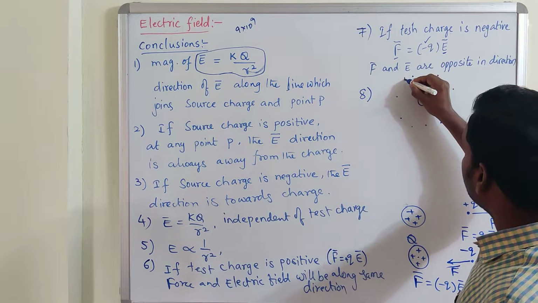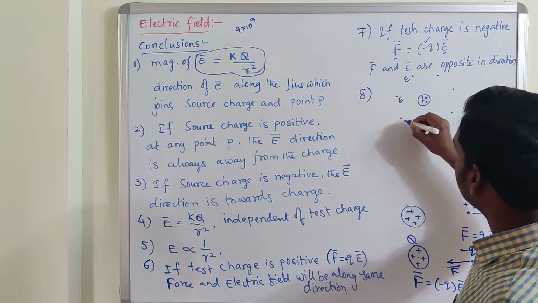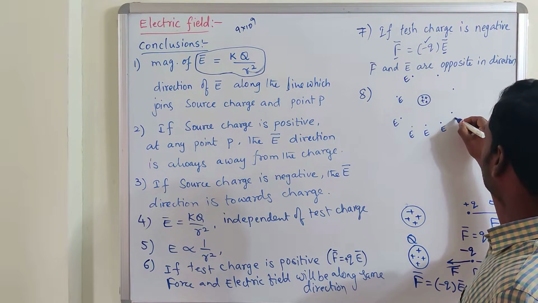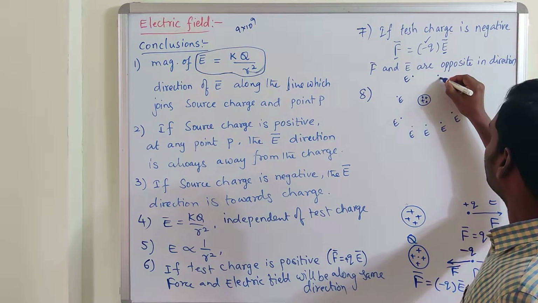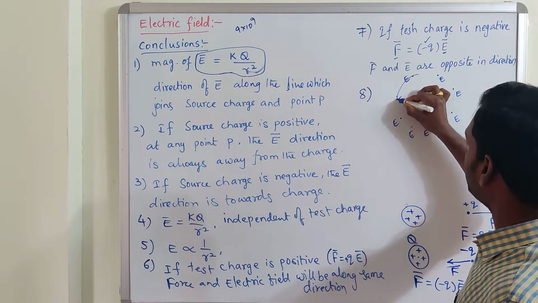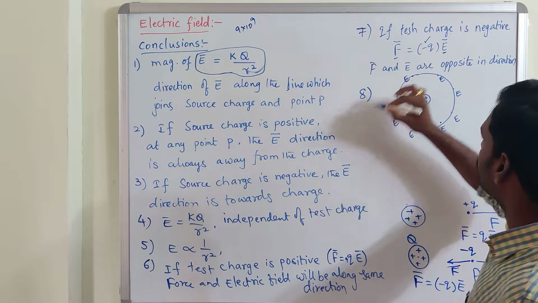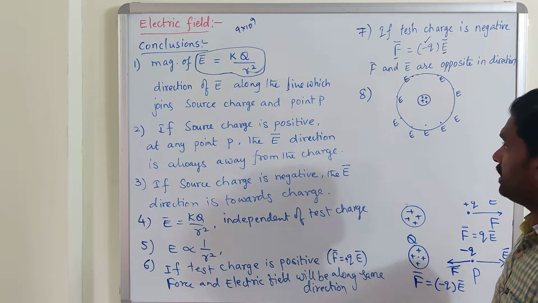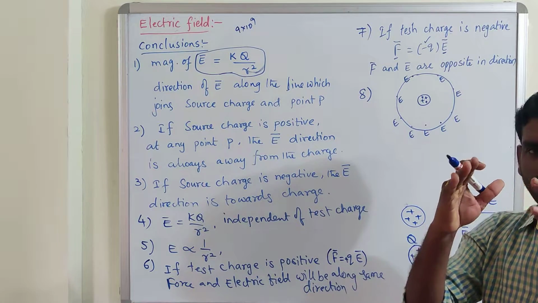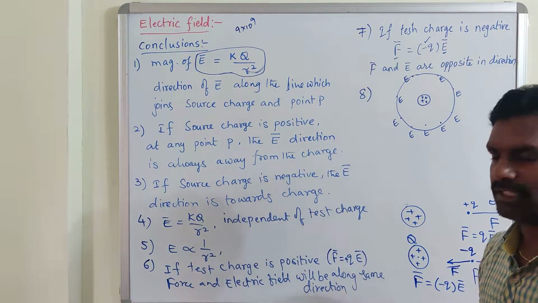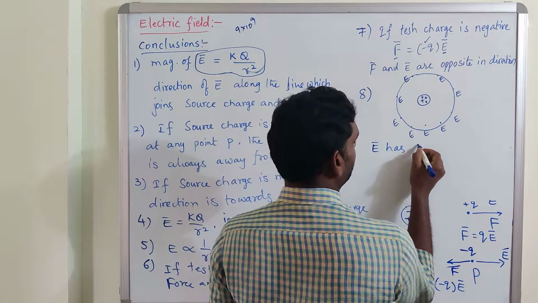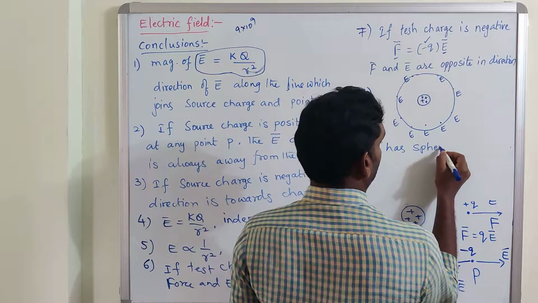So the electric field at this point, and at this point: the directions are different, but the magnitudes of the electric fields are equal at all these points because they are equidistant from the source charge. This means the electric field has spherical symmetry. So the conclusion is that the electric field has spherical symmetry.